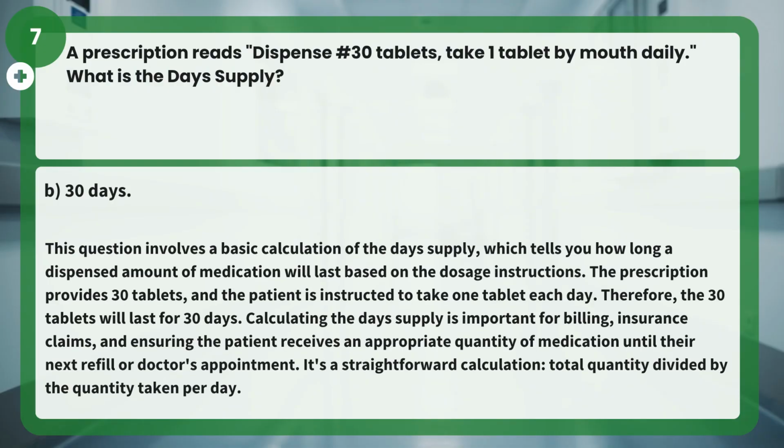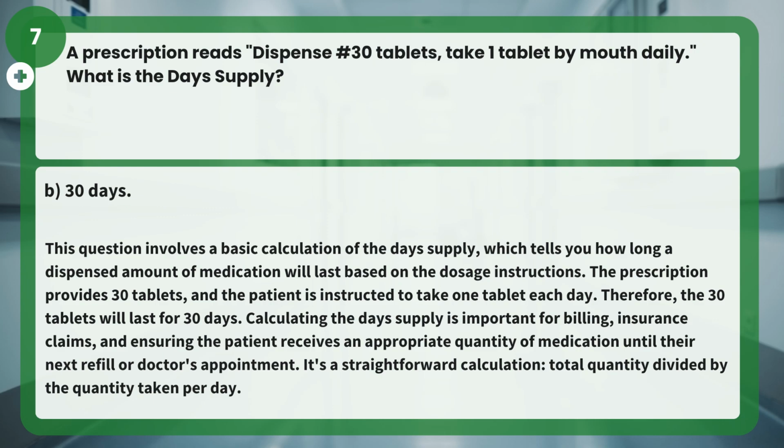Answer: B. 30 days. This question involves a basic calculation of the day's supply, which tells you how long a dispensed amount of medication will last based on the dosage instructions. The prescription provides 30 tablets, and the patient is instructed to take 1 tablet each day. Therefore, the 30 tablets will last for 30 days.